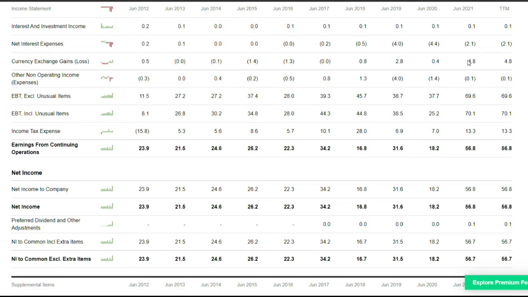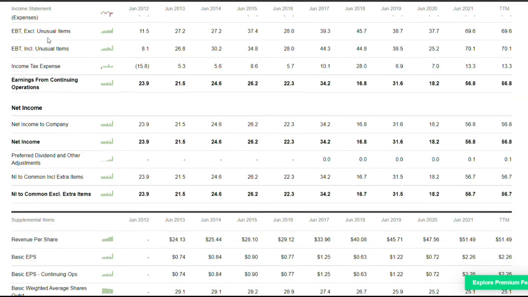Currency exchange gains and losses. They do a lot of international business, so sometimes they lose money in exchanging currency, sometimes they gain money, and that is mentioned here. Other non-operating income could be anything related to the facilities, to other expenses, maintaining the 10Ks and 10Qs, anything like that is mentioned over here.